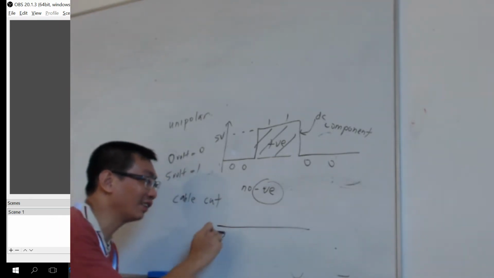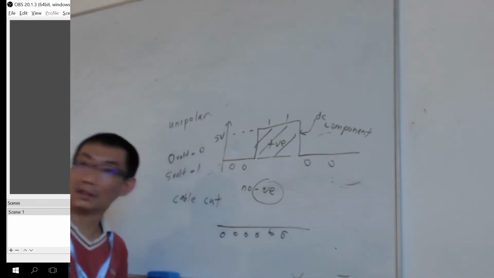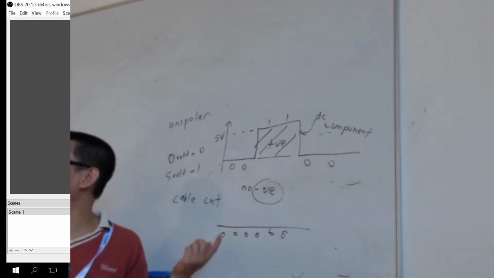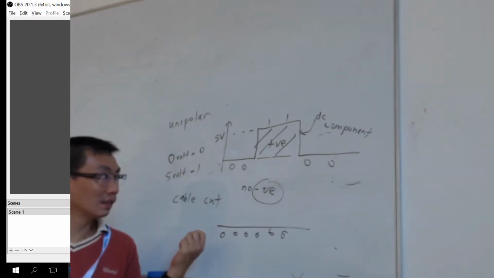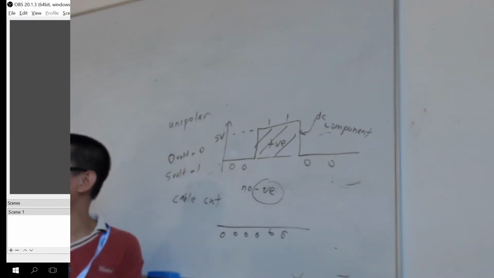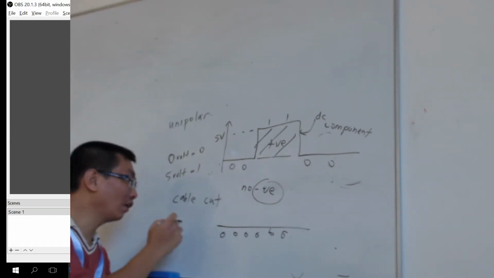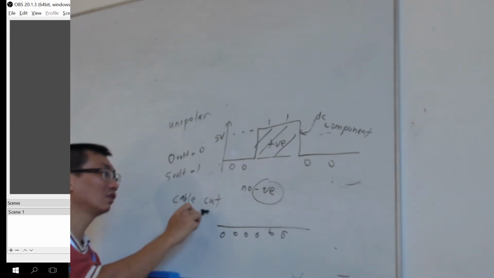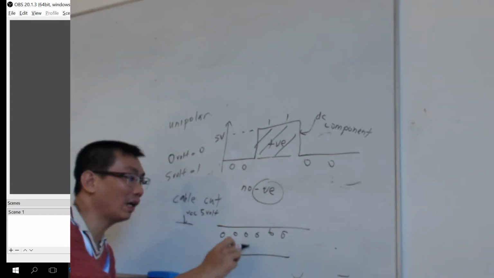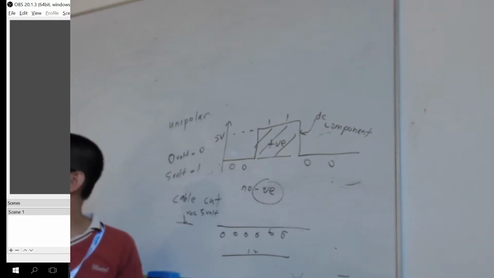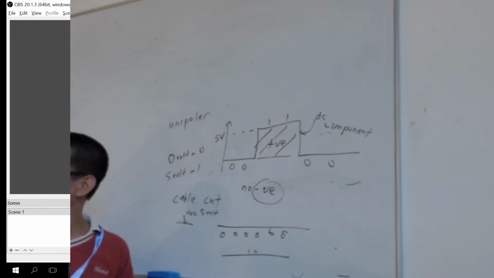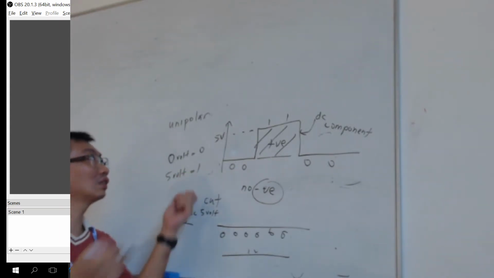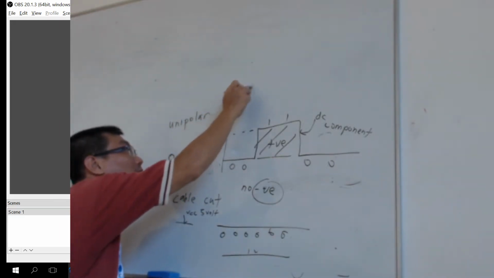Then what are you going to send? 0 only, correct? Then how do you differentiate between a cable cut and you sending 0? Or let's say your cable, you short it with VCC 5 volt. Then you'll be sending all 1 only. How do you know? Okay? Alright, clear?